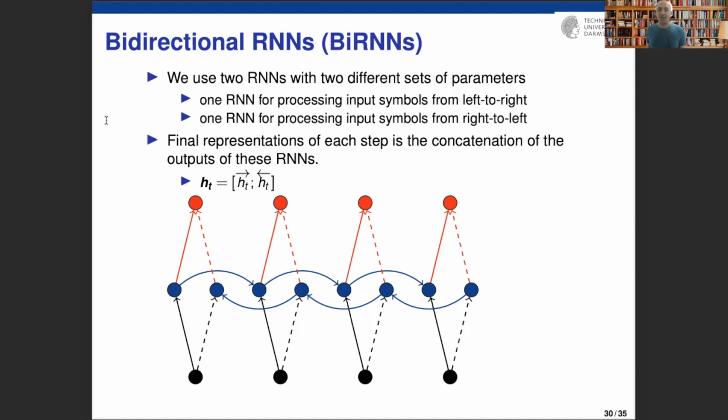For some tasks, you may not have the right context. For example, for language modeling, you generate a language from left to right, right? At least in generative language modeling, you try to predict the next word from left to right. So you do not have access to the right side or the right context of the sentence.